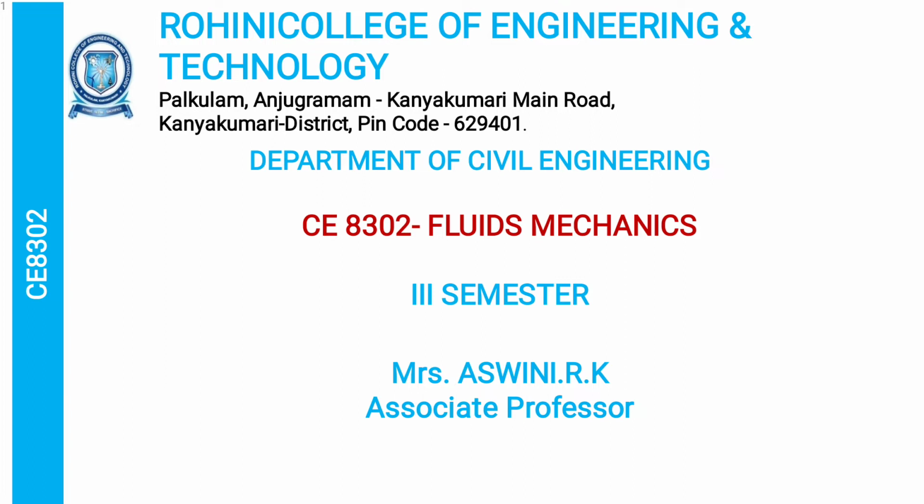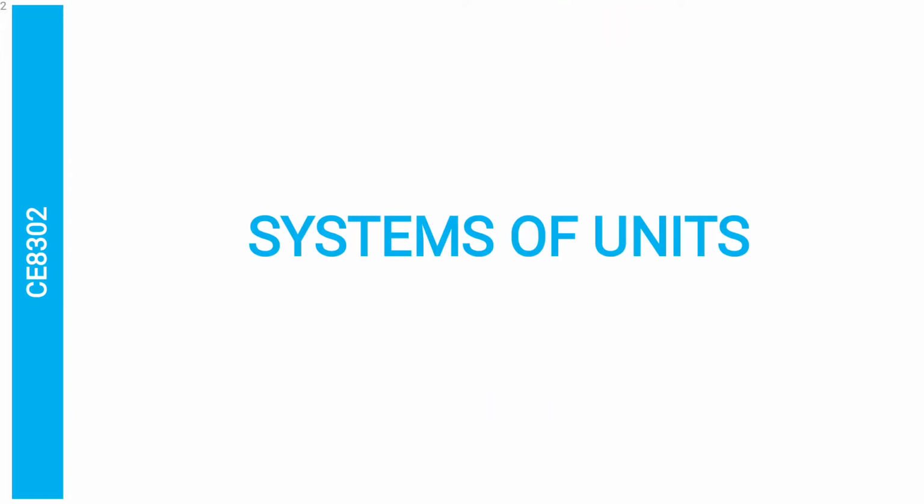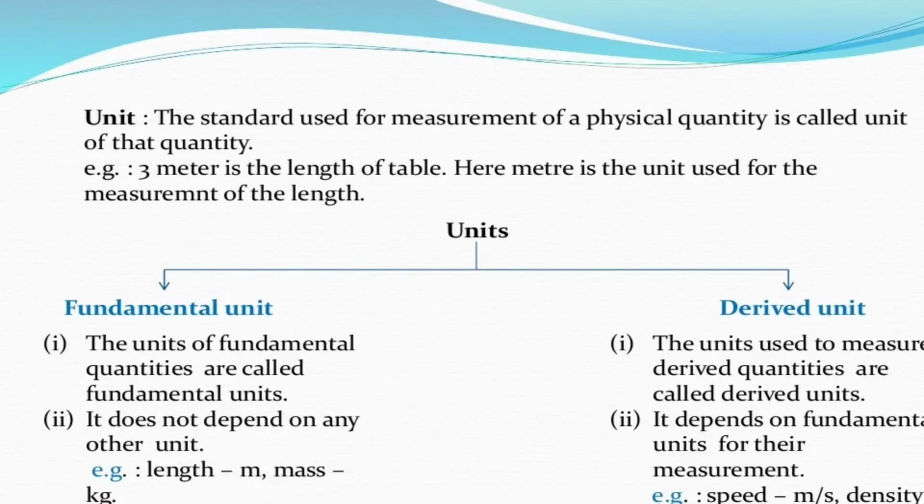Today, we are going to see about the systems of units. Unit: the standard used for measurement of a physical quantity is called the unit of that quantity. For example, 3 meter is the length of the table. Here, the meter is the unit used for measurement of length. The unit is divided into two categories, that is fundamental units and derived units.